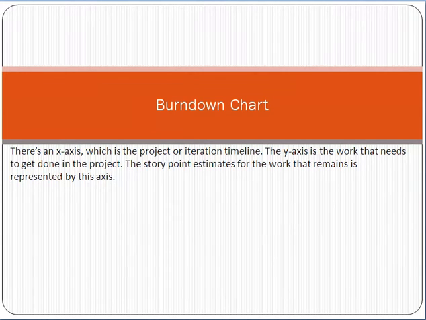Now in detail, if you see a burndown chart, there are two axes, the x-axis and the y-axis. The x-axis is the project or iteration timeline, and the y-axis is the work that needs to get done in the project. Normally the story points estimate for the work is represented on the y-axis. So the x-axis will be the project timeline, project duration, days, and the y-axis is the number of point estimates, user story points. User story points are a way to estimate the user stories. A user story is the requirement of the customer.